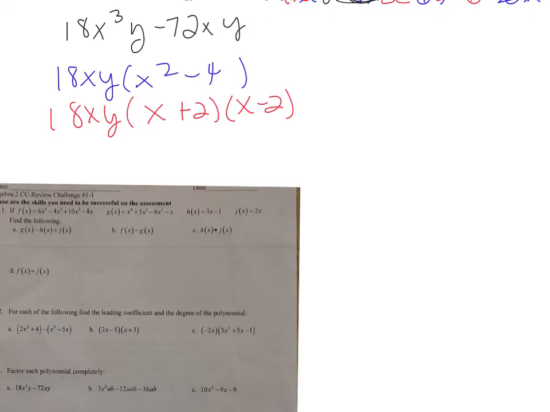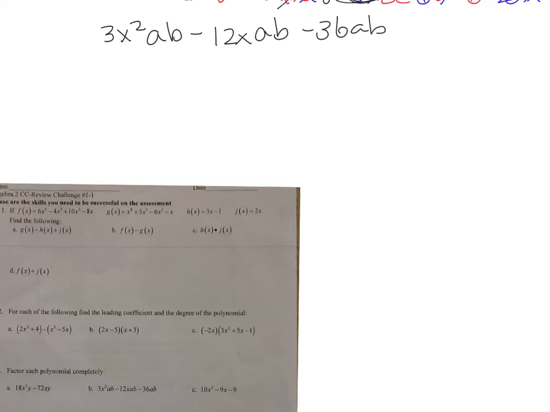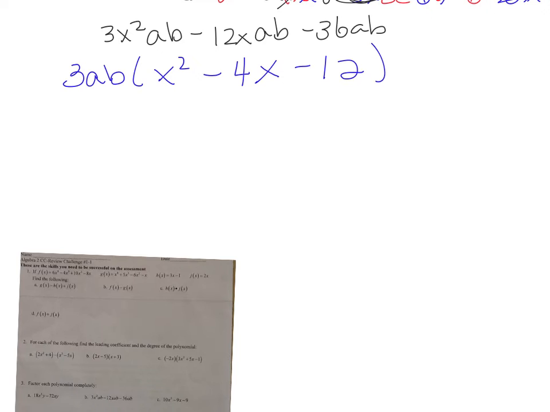Okay, so 3b is 3x squared ab minus 12xab minus 36ab. So I noticed that there is a GCF, and the GCF is 3ab. So I'm left with x squared minus 4x minus 12. All right, and then I notice inside the parentheses that I have a trinomial, so I'm going to factor the trinomial.